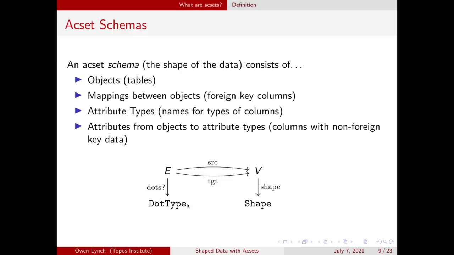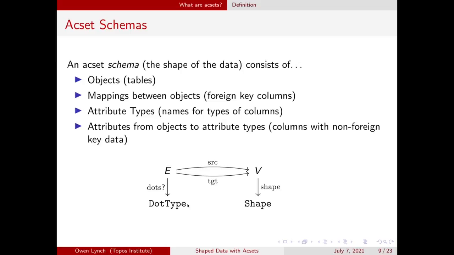So now we're going to talk about exactly what an Acset is and give a more formal definition. So Acsets are parameterized by schemas. So before we talk about exactly what an Acset is, we have to talk about what the schema for an Acset is. A schema is given by objects, which are the E and V here, mappings between objects, which are source and target, attribute types, which are dot type and shape, and then finally attributes, which are dots and shapes.